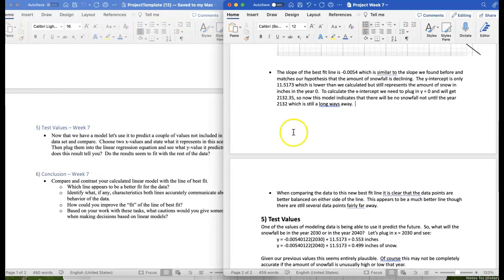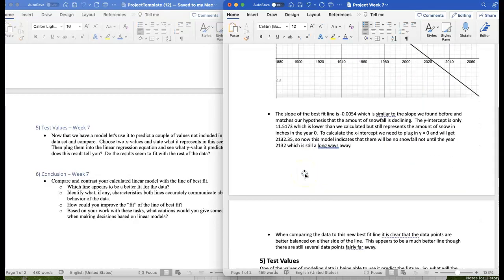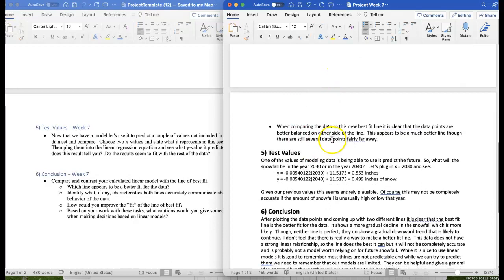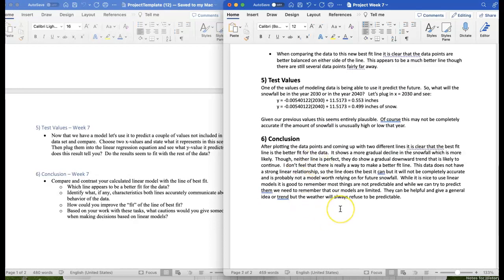But that's it. That's the rest of the project. You're going to do your best fit line. You're going to talk about what the slope and intercepts mean. You're going to test a couple values, and then you're going to give a conclusion. Make sure you're comparing both of the lines.